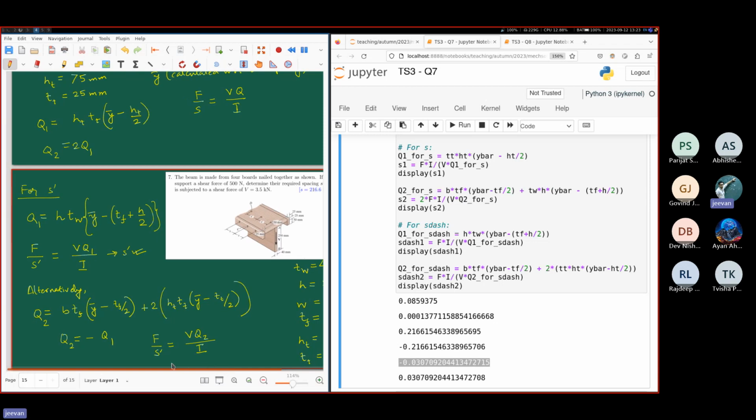Yeah, 30.7 millimeter. And if I take the Q2, like I have done here, by taking all of these things, this B into TF into Y bar minus TF by 2, all of these things, I've written it exactly like I've written here. So you still get the same value, same magnitude, 30.7 millimeters. I hope this is a little bit satisfactory to you now.